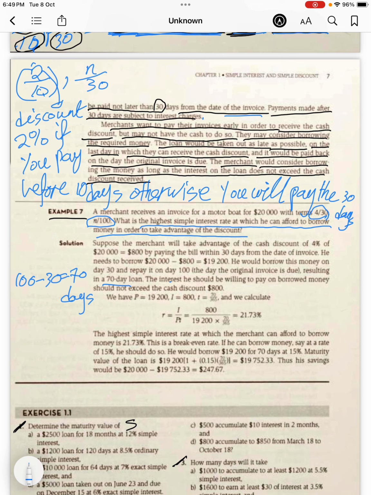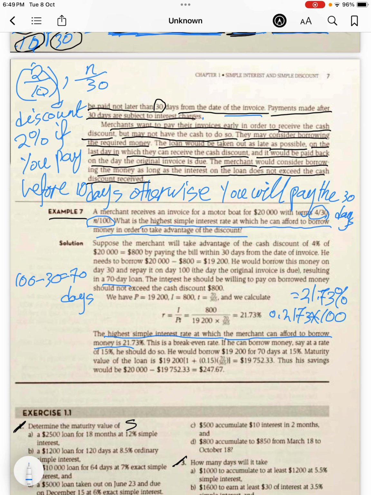R equals I over BT, which is 800 divided by 19,200 multiplied by 70/365. You will have 0.2173 multiplied by 100, you will have 21.73%. You must put this percent sign. The highest simple interest rate at which the merchant can afford to borrow money is 21.73%. This is the break-even rate.